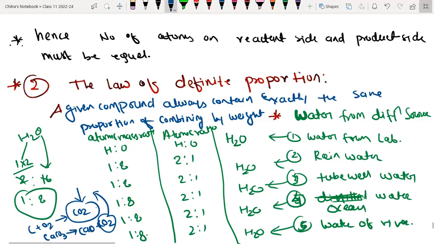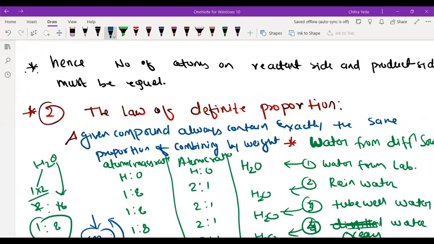Sir, it has to be only by mass, right? Yes, mass, or you can say atom also. The atomic ratio you can also calculate.